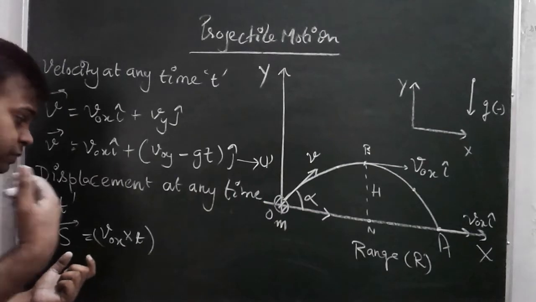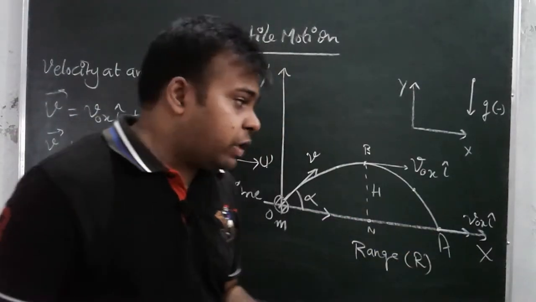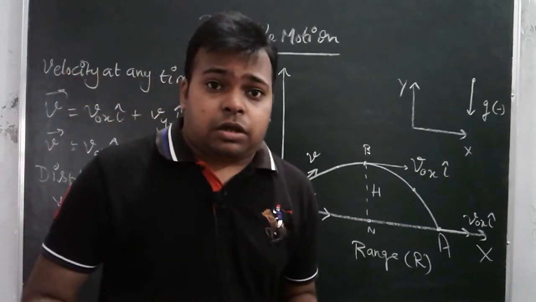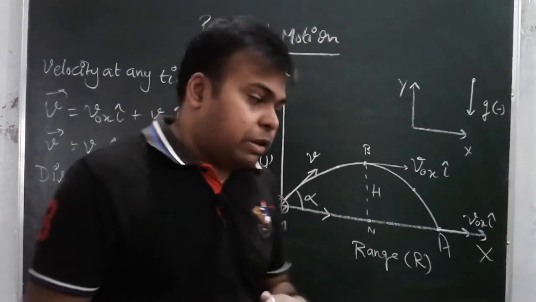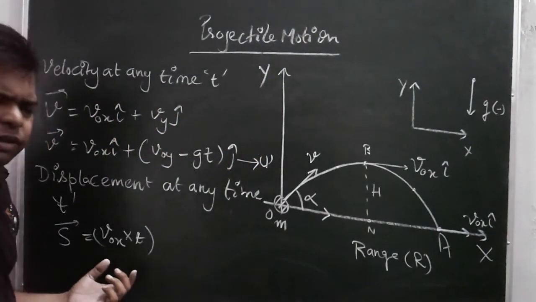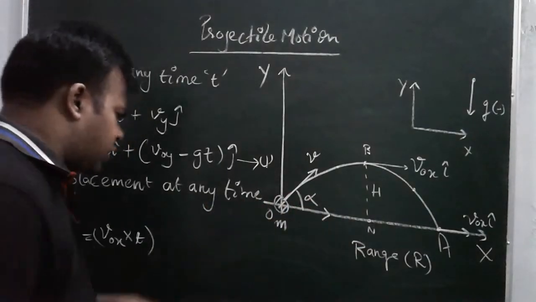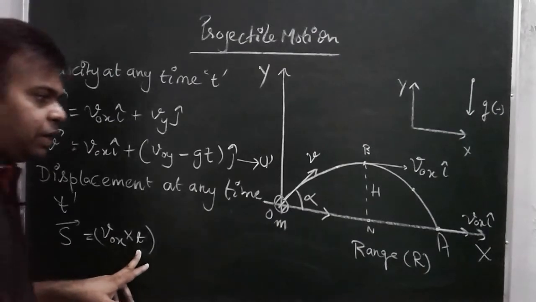Why have I said distance here? Because it is a straight line motion, and in a straight line motion, when there is no change of direction, the distance is equal to the displacement. So don't be confused by that. You can also say this is the displacement in the horizontal direction. So it will be Vox, the horizontal velocity, multiplied by time t.